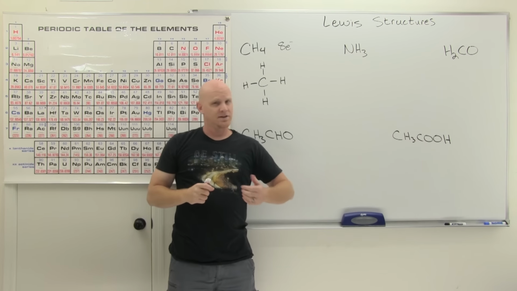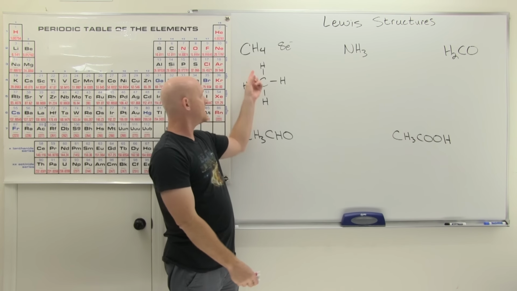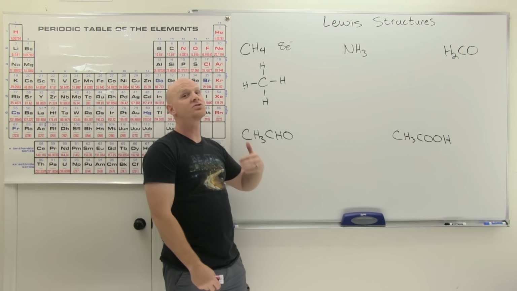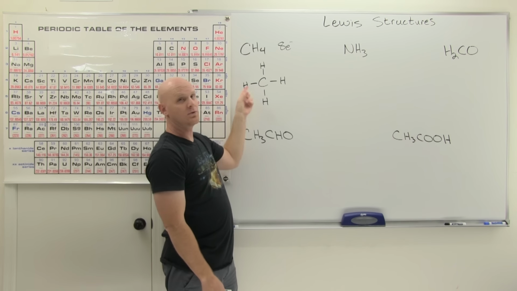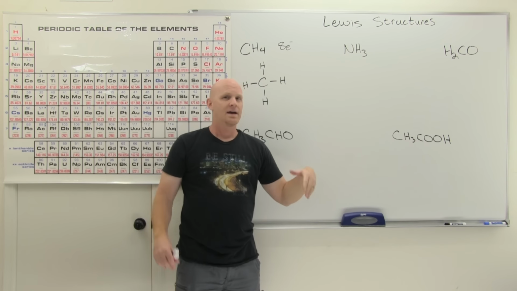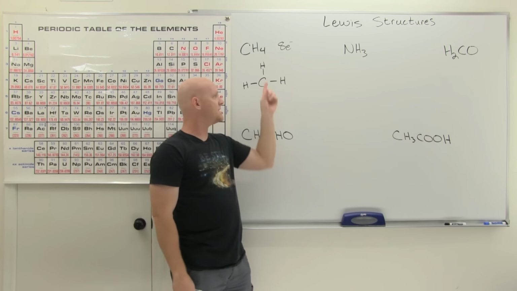Cool, and next thing you'll do is you'll fill up the outside atoms. Well, in this case, the hydrogens don't want a filled octet. They just want 2 in order to look like helium. And so in this case, they've all got 2 around them, and they're full. And so at that point, you'll always have enough electrons to fill up the outside atoms.